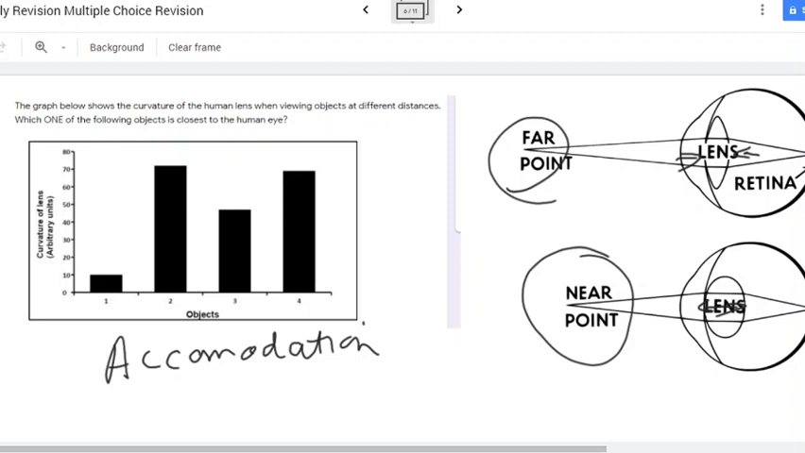So I need my lens to be nice and thick to be able to see an object close by. And the lens is the thickest at number 2. And so the correct answer is number 2.